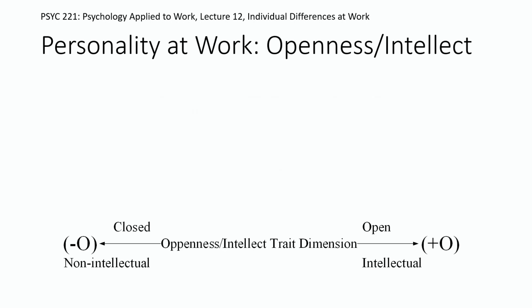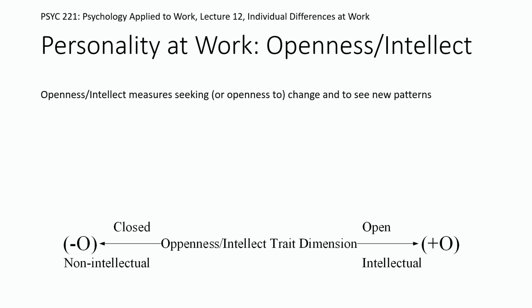All right, lastly, for personality, we'll look at openness, intellect, and then the Big Five aspects breaks that, non-surprisingly, into openness or intellect, and I have opposites here as closed and non-intellectual as a way to look at it. So this is really measuring how much you seek change, or just how open you are to change, as well as how well you see new patterns.